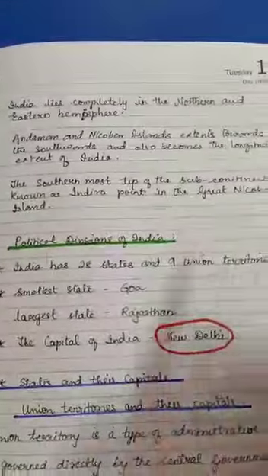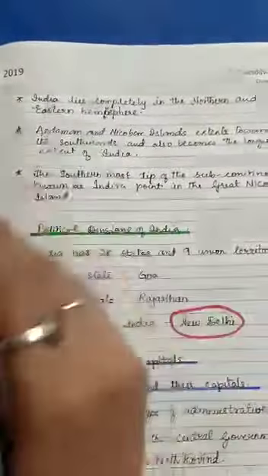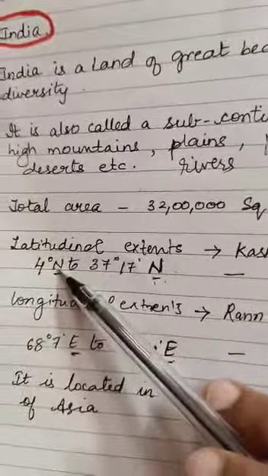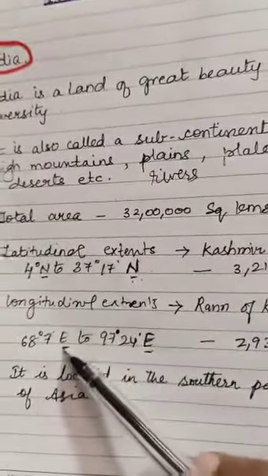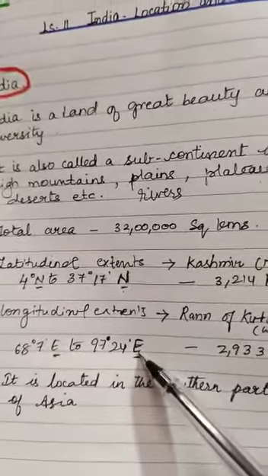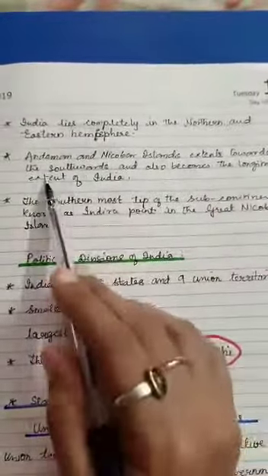Now let us see. India lies completely in the northern and the eastern hemisphere, as I have already said. When we write N and N, that means it is in the northern hemisphere. E and E means it is in the eastern hemisphere. Next, the Andaman and Nicobar Islands extend towards the south.